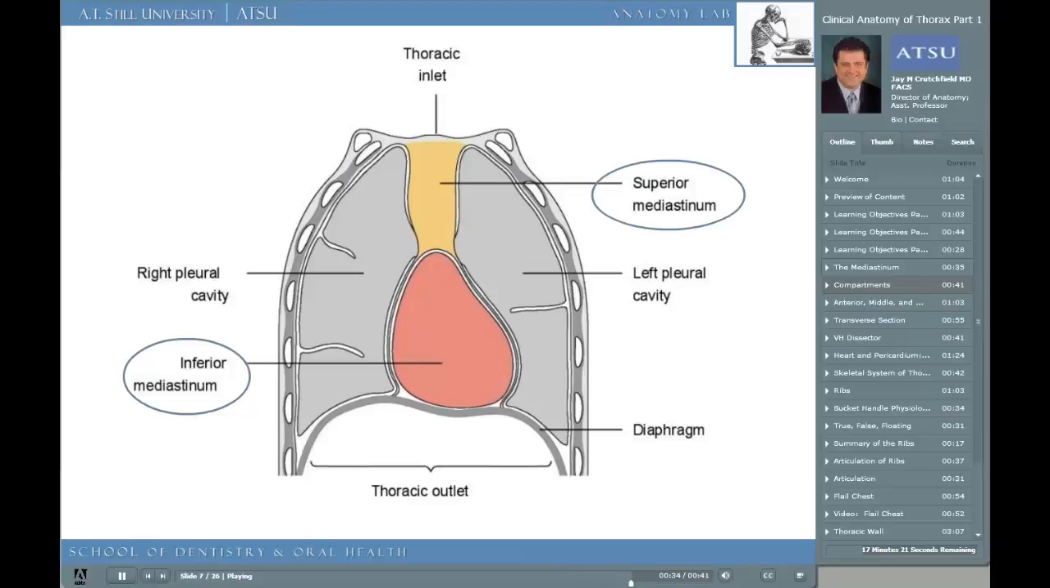On a lateral chest x-ray, you can identify most of this. You'll be able to see the thoracic column.